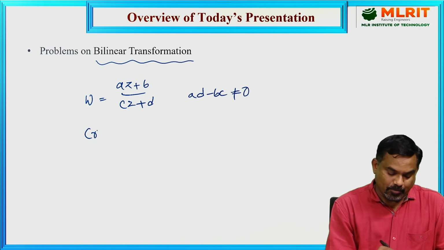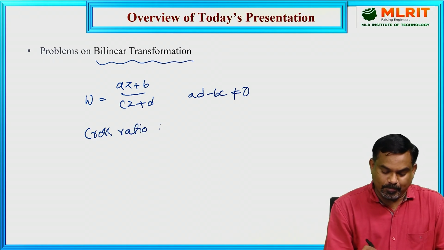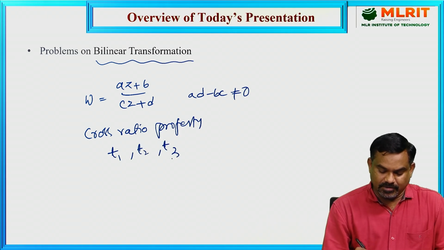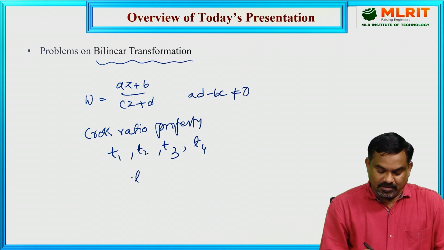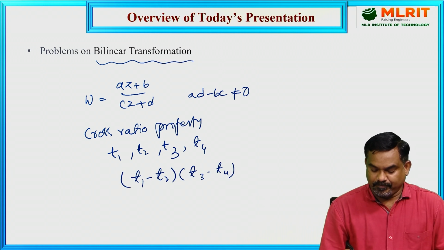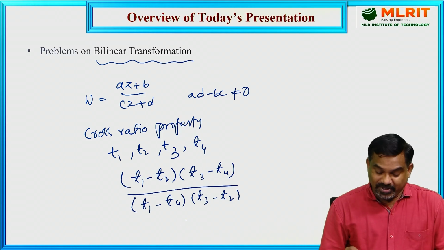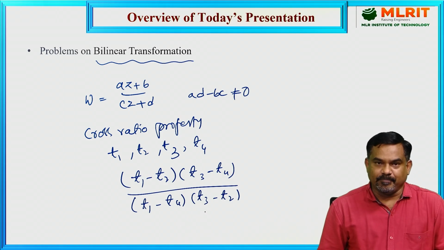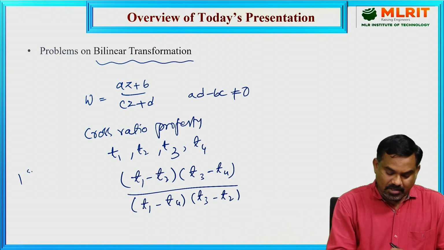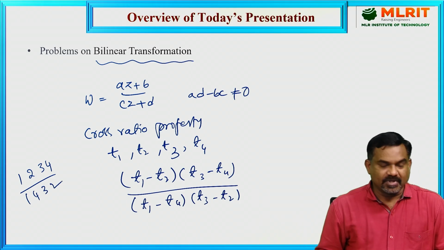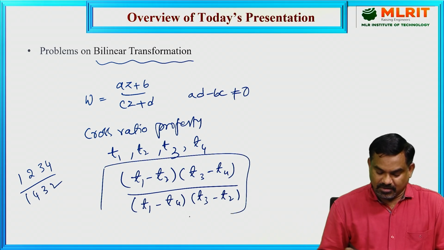What is the cross ratio property? If there are 4 points T1, T2, T3, T4, then the ratio of (T1 minus T2) into (T3 minus T4) divided by (T1 minus T4) into (T3 minus T2). Simply, we interchange T2 and T4 in the denominator. So we follow the order 1, 2, 3, 4 in the numerator and 1, 4, 3, 2 in the denominator. This ratio is called the cross ratio.